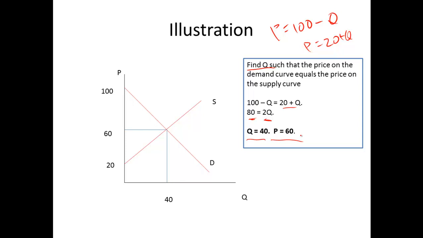Going back to the diagram then, all we're doing is labeling the relevant points. The intercept on the price axis of the demand curve is 100. The intercept of the supply curve is 20, and this equilibrium is the quantity of 40 and the price of 60.